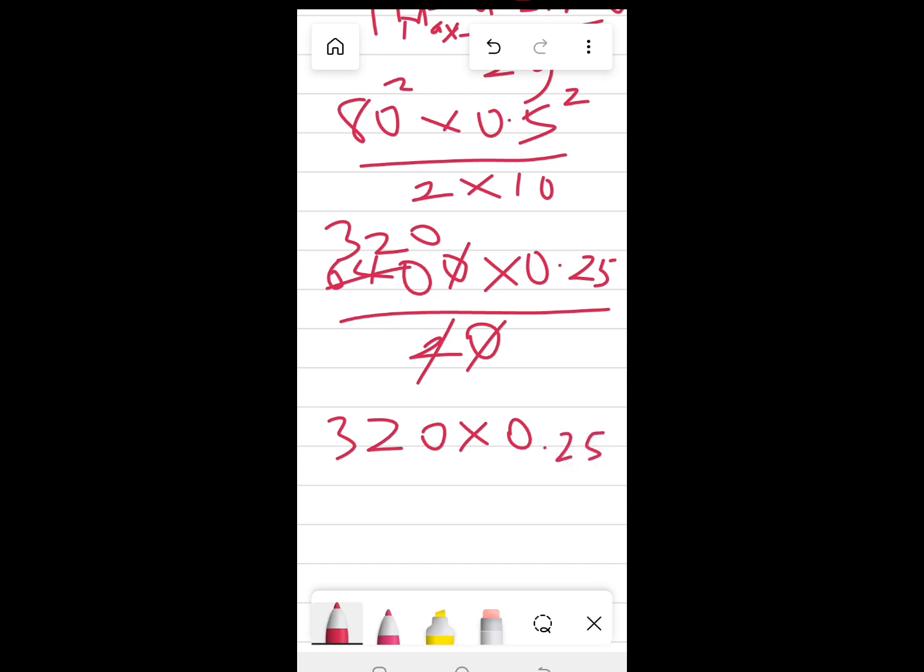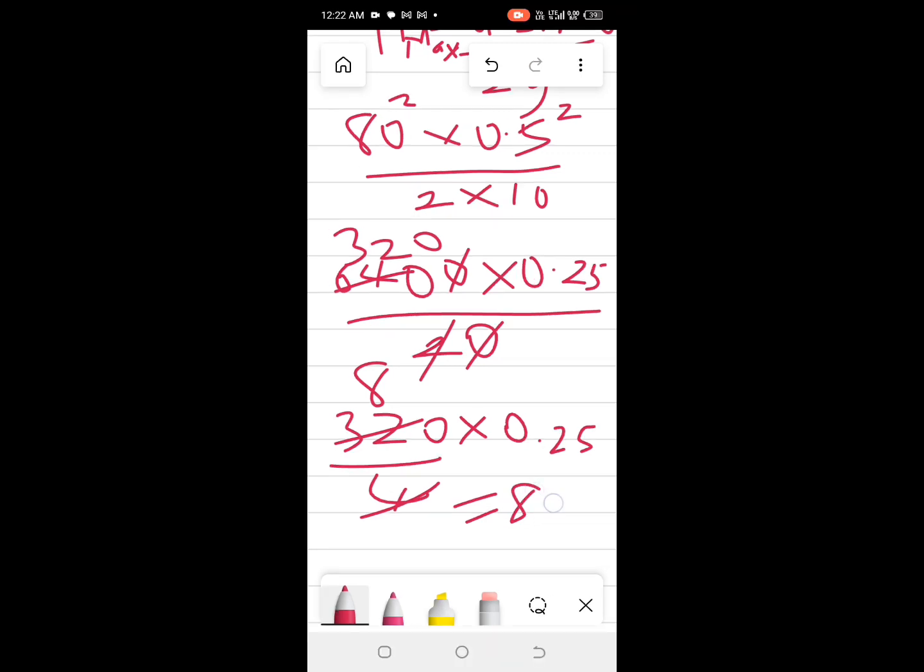Anytime you are multiplying by 0.25, it means just divide that value by 4. So if I'm multiplying 320 by 0.25 and I don't have a calculator, all I have to do is divide by 4 because 1 over 4 is 0.25. So I'll divide this by 4. 4 in 32 is 8. So my answer is going to be 80. That's going to be the answer.